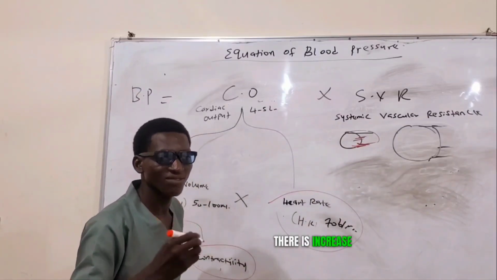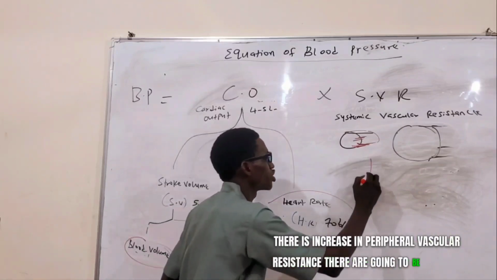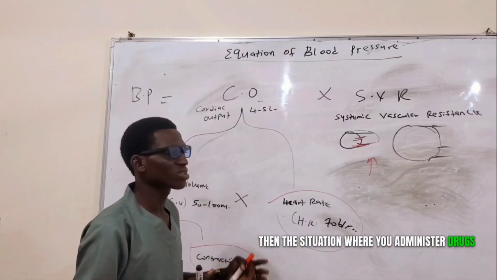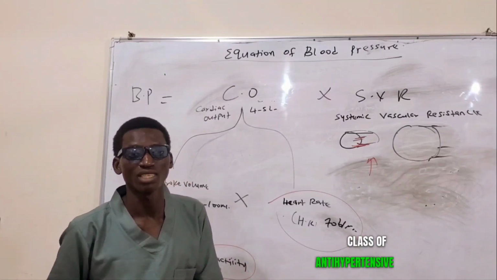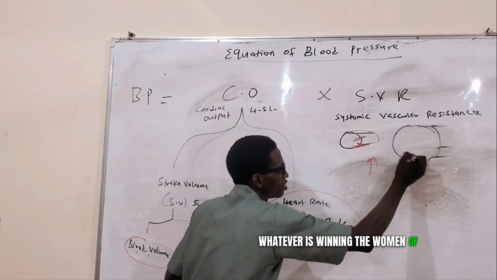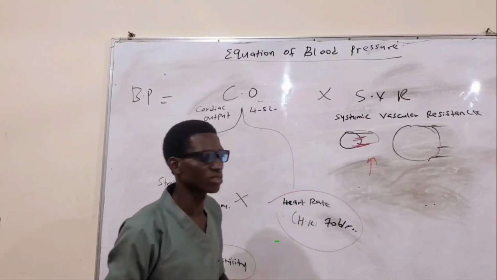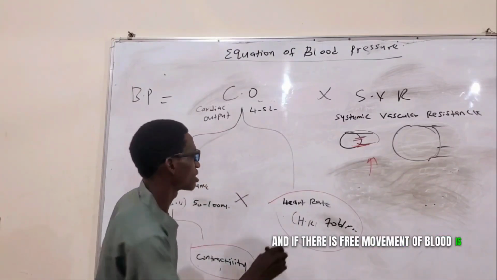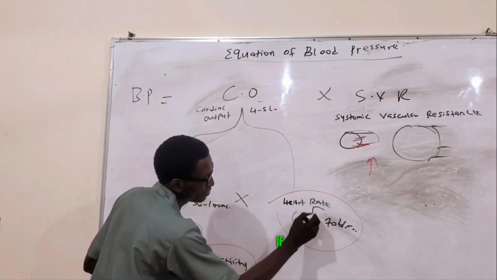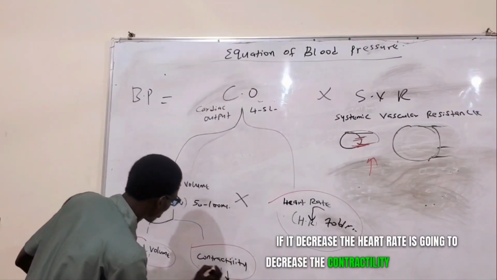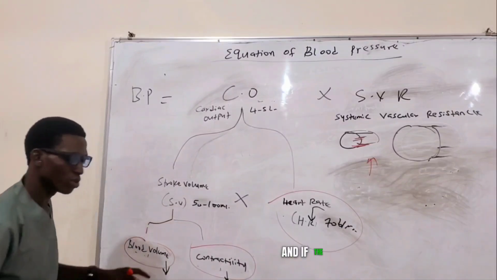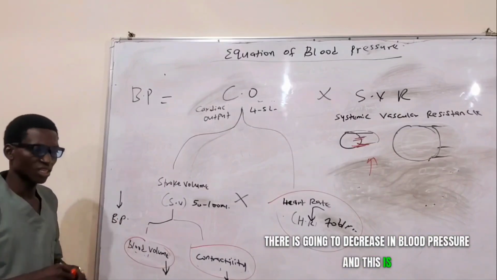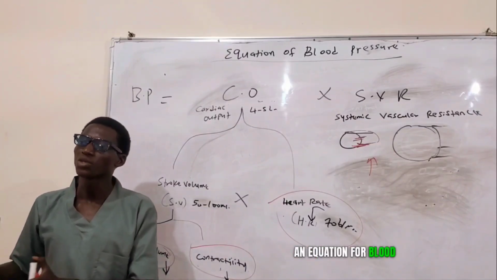And if there is an increase in peripheral vascular resistance, there is going to be a rise in blood pressure. Then, in a situation where you administer a drug such as a vasodilator, a class of antihypertensive drug, what they do is widen the lumen of these blood vessels. After they widen the lumen, it's going to bring about free movement of blood, and if there is free movement of blood, it's going to decrease the heart rate. If it decreases the heart rate, it's going to decrease the contractility of the heart and decrease the blood volume. And if the blood volume is decreased, there's going to be a decrease in blood pressure. And this is the equation for blood pressure.